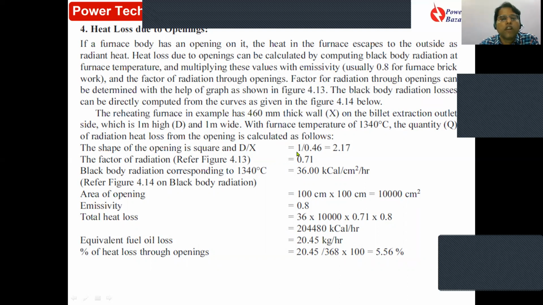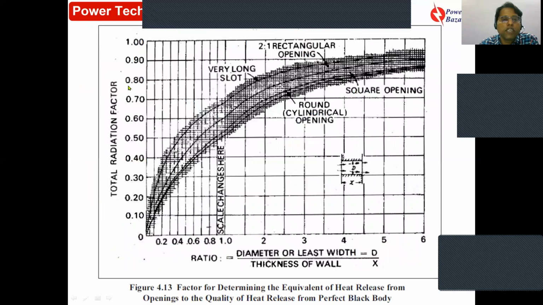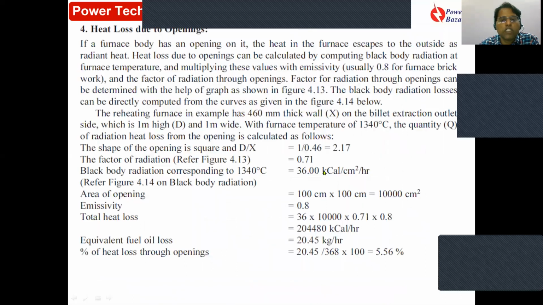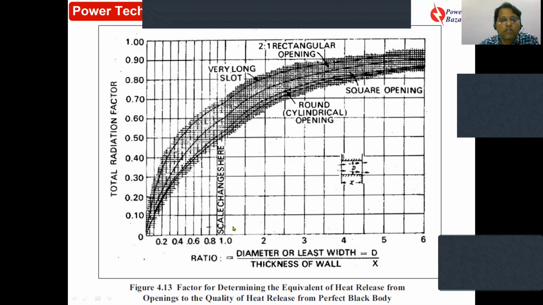Based on this D by X ratio, we are supposed to find out the factor of radiations. How to find out? It is very simple. In the numericals, this will be given in the book. Perhaps it is not there, but in the older books earlier it was there. D by X ratio is 2.17. Now let us go to 2.17 on this scale. If it is a square opening, I have to take this curve. So square means the total radiation factor, I got it as 0.71.